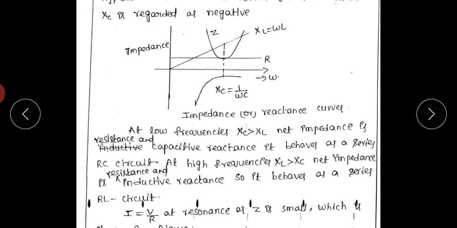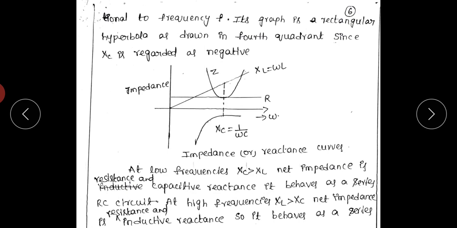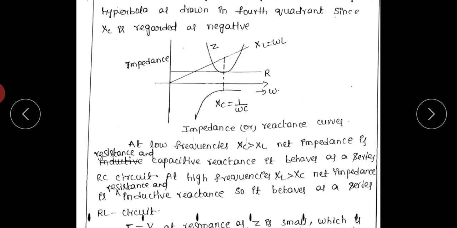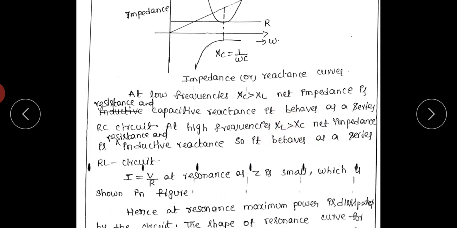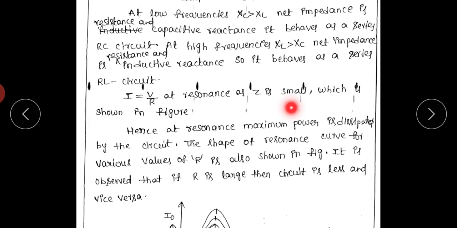Generally at lower frequencies, XC equals 1 by 2 pi f C, XL equals 2 pi f L. So at lower frequencies, the capacitive reactance is high, XC greater than XL. So net impedance is resistance and capacitive reactance, and it behaves as a series RC circuit. At high frequencies, XL is high compared to XC, so the circuit acts as a series RL circuit. At resonance condition, we know that current is maximum, impedance is minimum, impedance equals resistance, and current equals V by R.